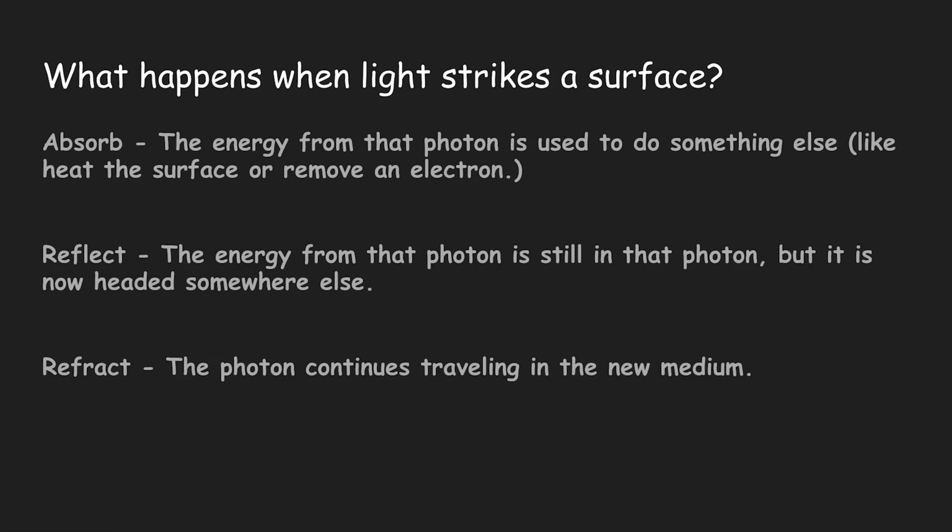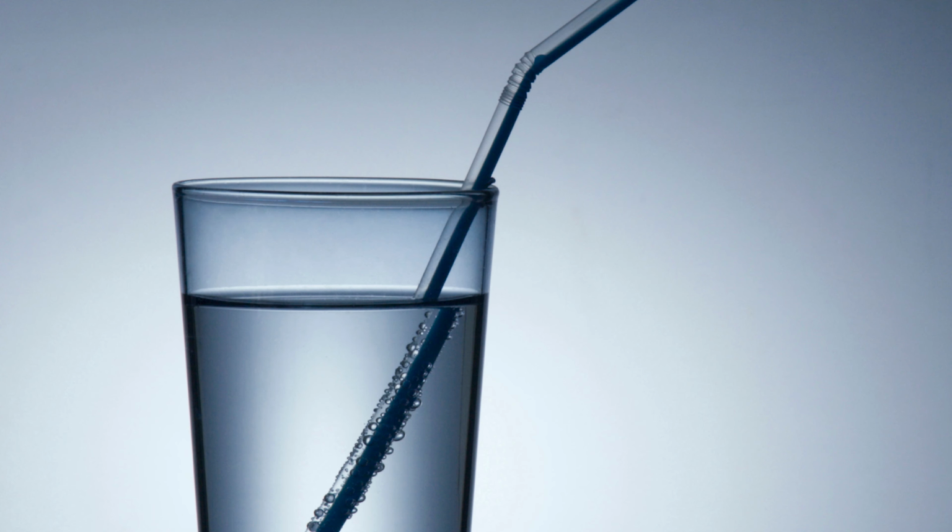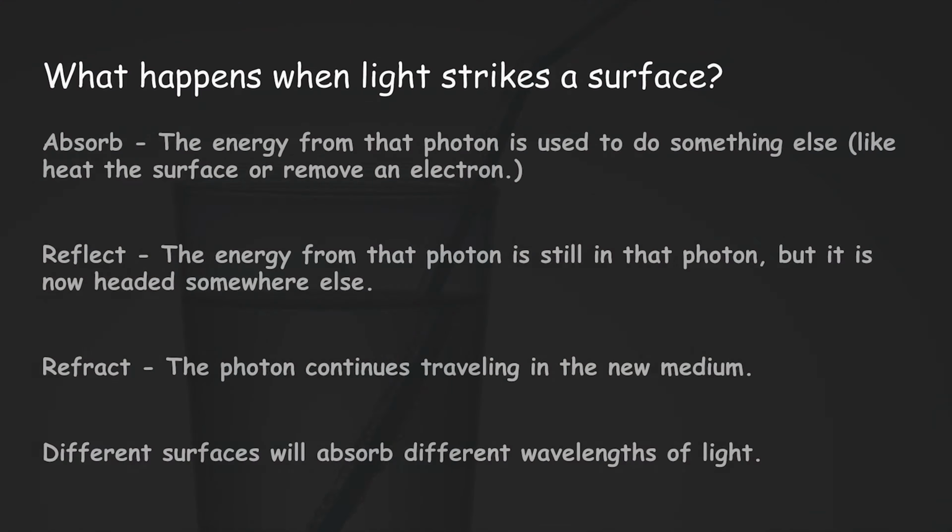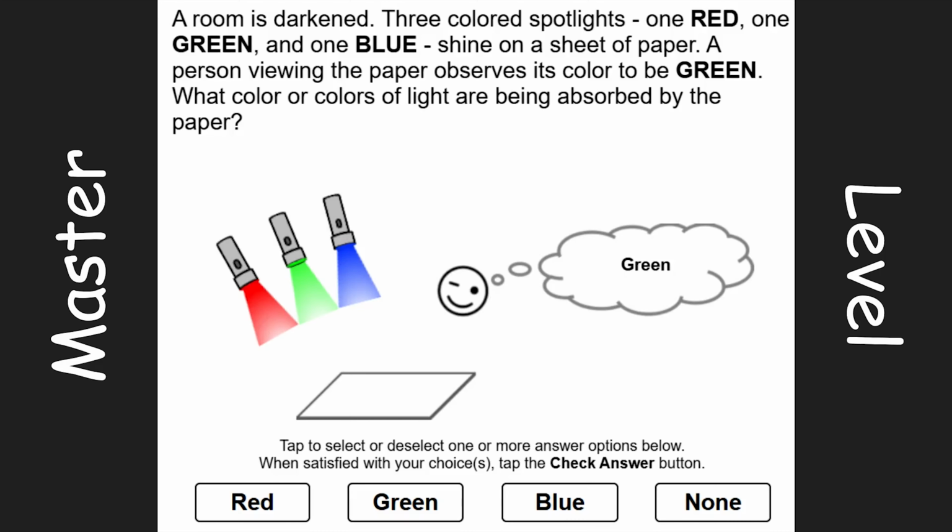The last thing that's not going to happen in this concept builder, but I want to mention it, is it could refract. And refracting means the photon will continue traveling in the new medium. Like when a photon leaves your straw that's in a glass of water, and it travels through the water, and then it goes into a new substance like the glass or the air, it's going to bend, and that's called refracting. Just so it's clear, different surfaces will absorb different wavelengths of light. Some will absorb red, some will absorb green, etc. We'll see that coming up here in the master level.